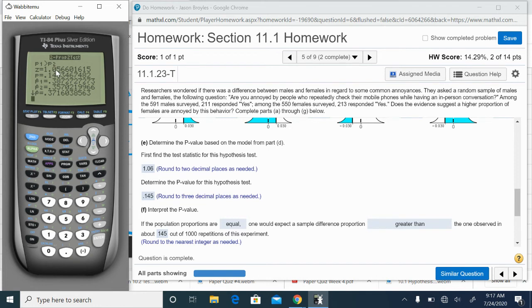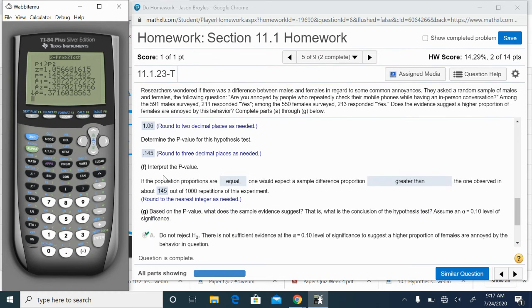Test statistic is 1.056. I rounded that to 1.06. And the p-value right here, not p1 hat, not p2 hat, not any of these other p's. There's a whole bunch of p's in this case, right? This very first, the second line there, p equals 0.145 is the p-value we're looking for.